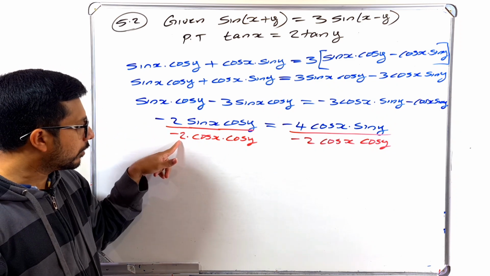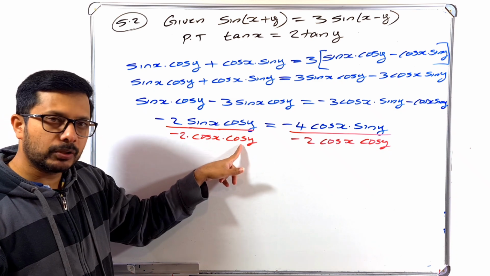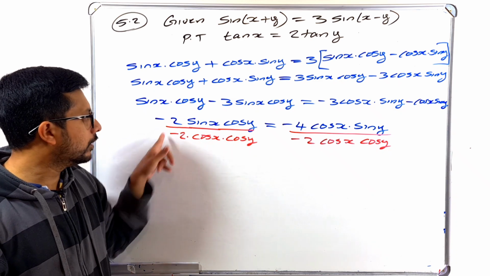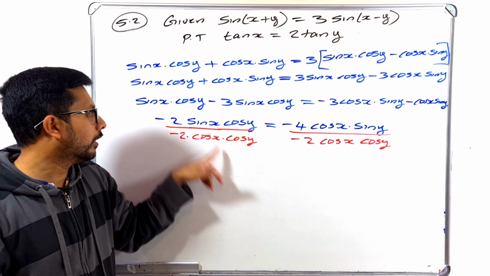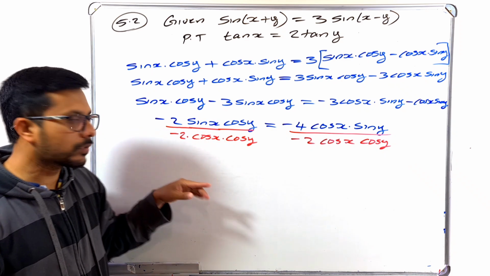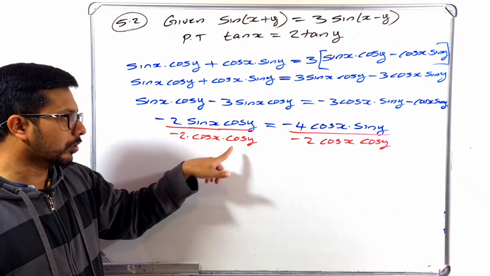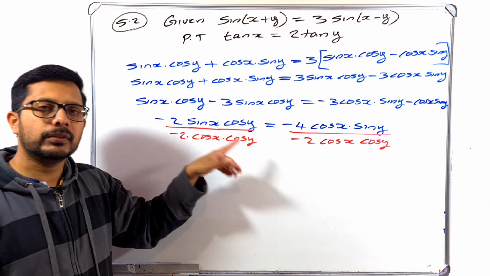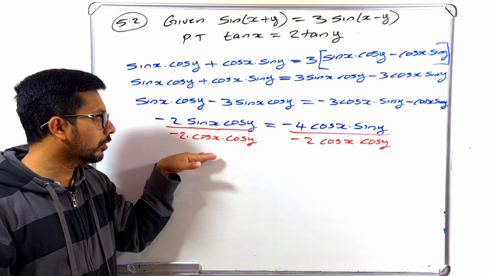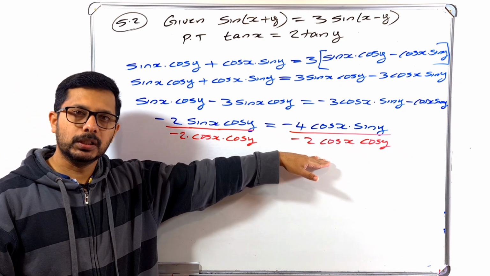I divided that one with the minus 2, divided with the same thing, cos y. Okay, so I know that these two cancel, I will get sin x by cos y. That's why I divided with the minus 2 cos x cos y. So I can't divide only on the left side. If I divide on the left side, I must divide on the right side also.